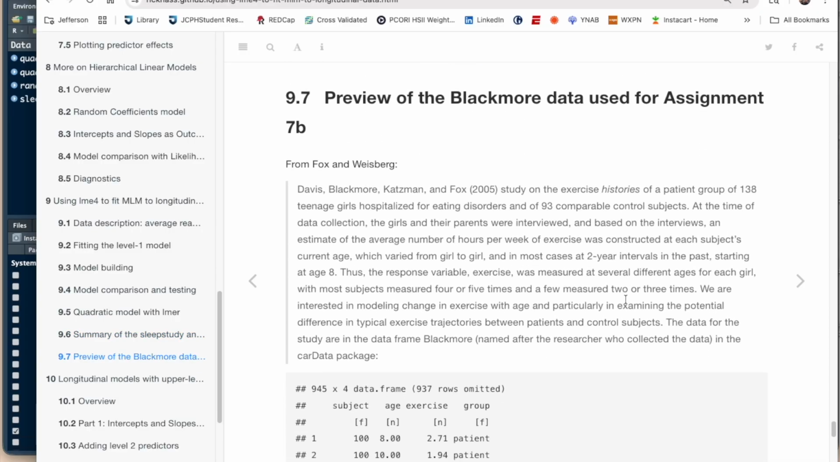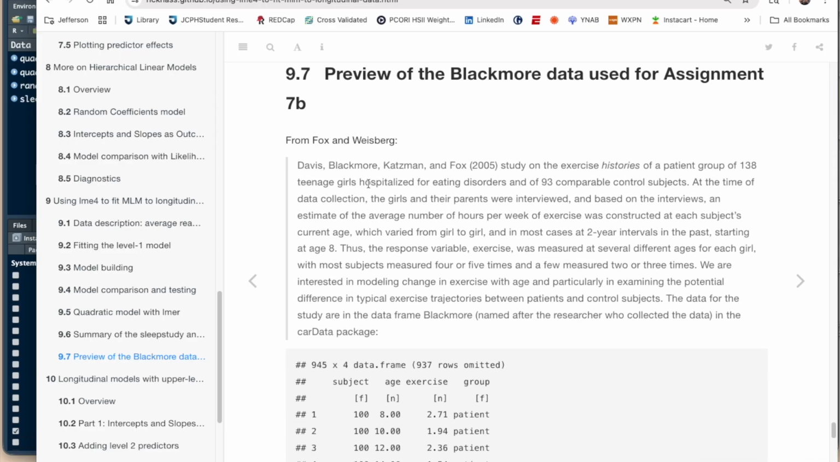All right, so your assignment this week comes from the John Fox book that I love. It's a study that he performed with some colleagues where they had histories of a patient group of teenage girls hospitalized for eating disorders, and then 93 comparable control subjects. I don't know if those subjects were also hospitalized, but not for eating disorders. That would be the best control group there, but we'll put that aside.